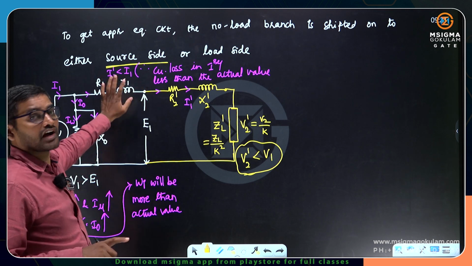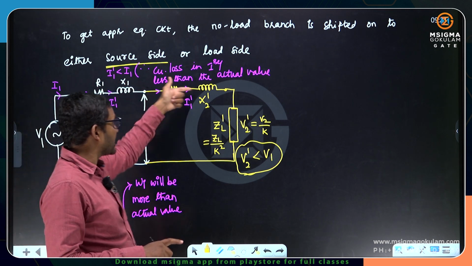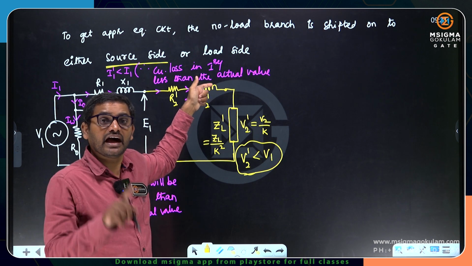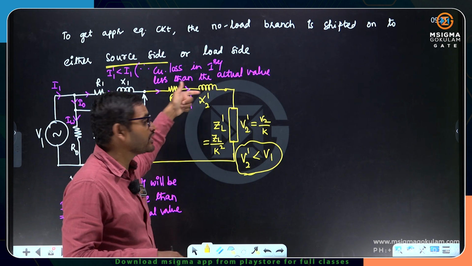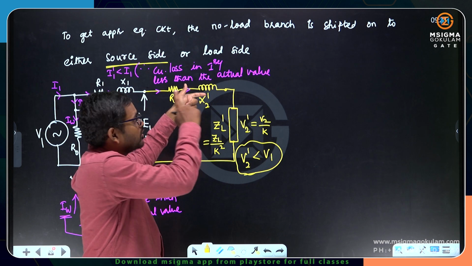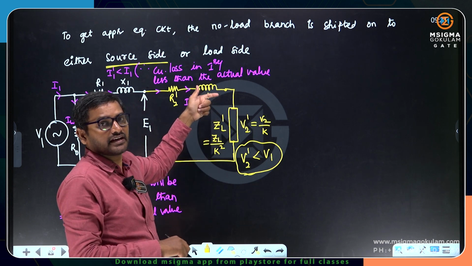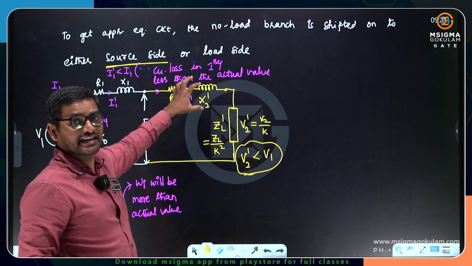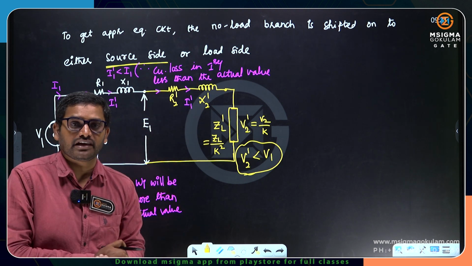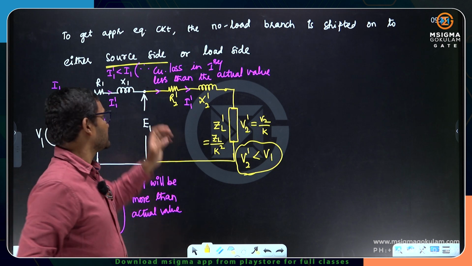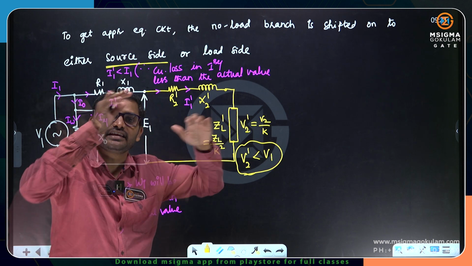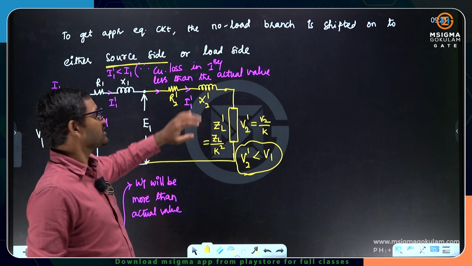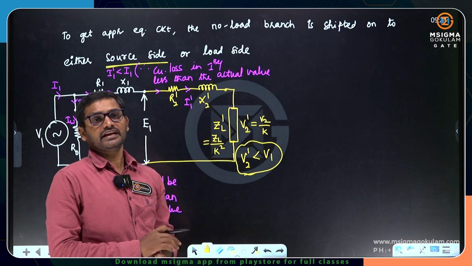So no change in copper losses. What should be the current carried by the secondary winding? I1 dash. But how much is it going to carry? Because of shifting the no load branch parameter onto the load side, it will carry I1. So the secondary winding is going to carry more than the actual value of current. Therefore, the secondary copper losses are increased. No change in primary copper losses, but secondary copper losses are going to be increased.